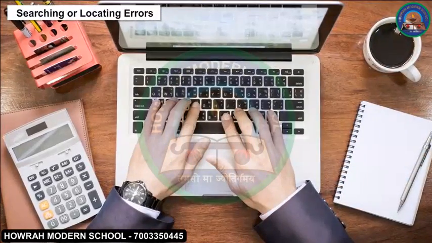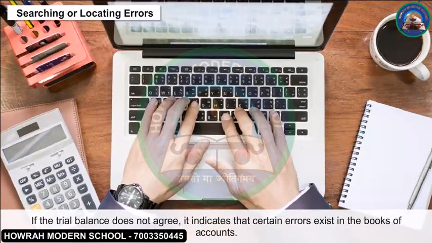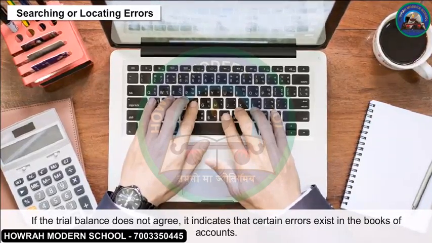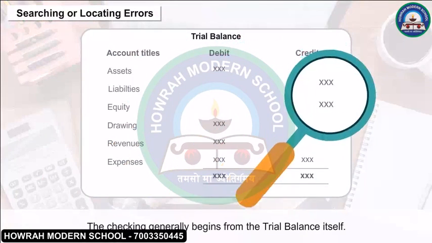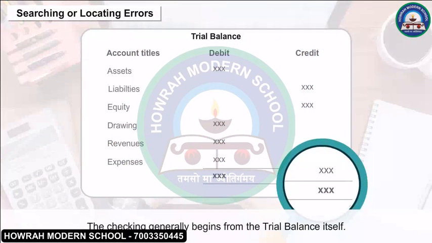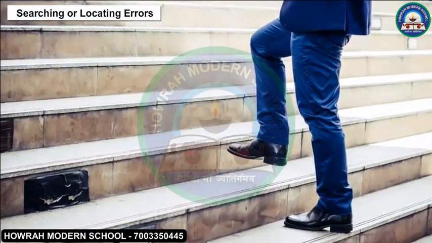Searching or locating errors. If the trial balance does not agree, it indicates that certain errors exist in the books of accounts. The checking generally begins from the trial balance itself. The following steps are taken to locate or search the errors.